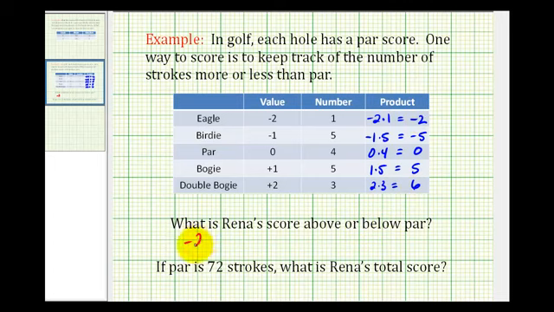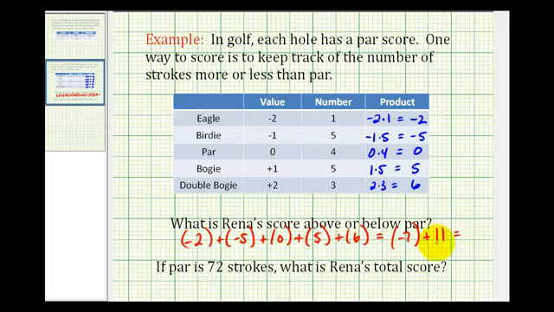So we're going to have -2 plus -5 plus 0 plus 5 plus 6. Let's add these two negatives first. If we add two integers with the same sign, we add them and keep the sign. So -2 plus -5 is equal to -7. The 0 is not going to affect the sum, and then we have 5 plus 6, which is equal to 11.